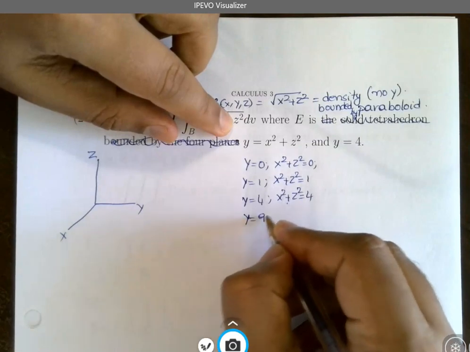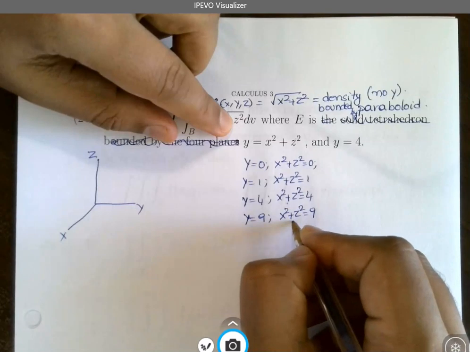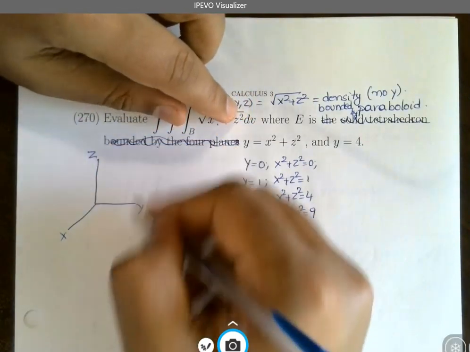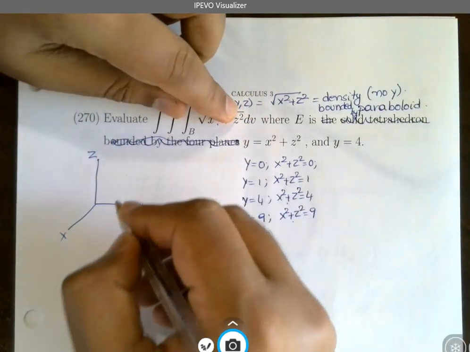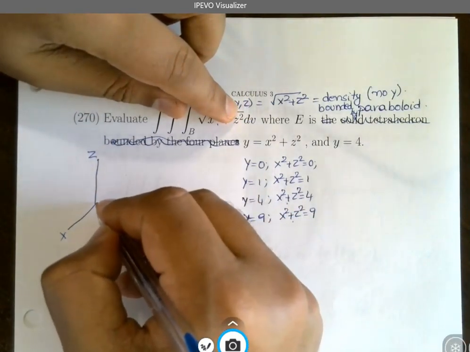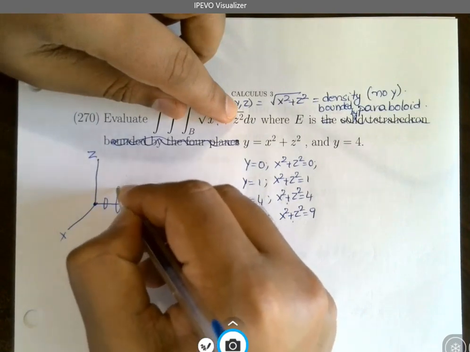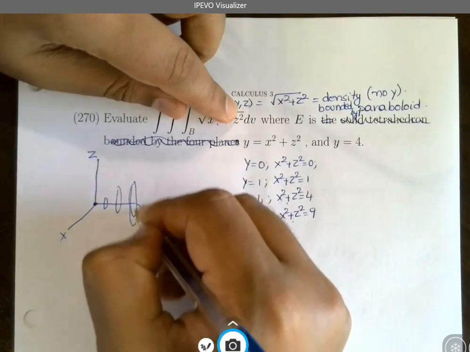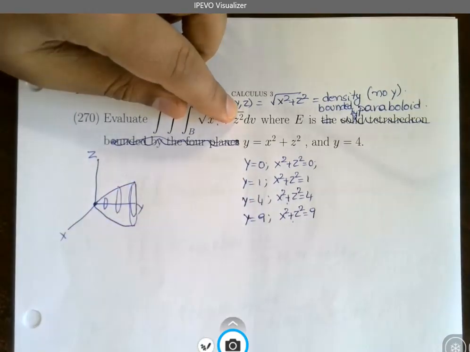If y is 9, then x squared plus z squared is going to be 9, so the center is (0, 0) and the radius is 3, so you get a bigger circle. Basically what I'm trying to say is, for different values of y, here it is a dot, here it's a circle, here it's a circle, and here it's a bigger circle. So you're going to get a paraboloid like that. That's what I'm trying to say.